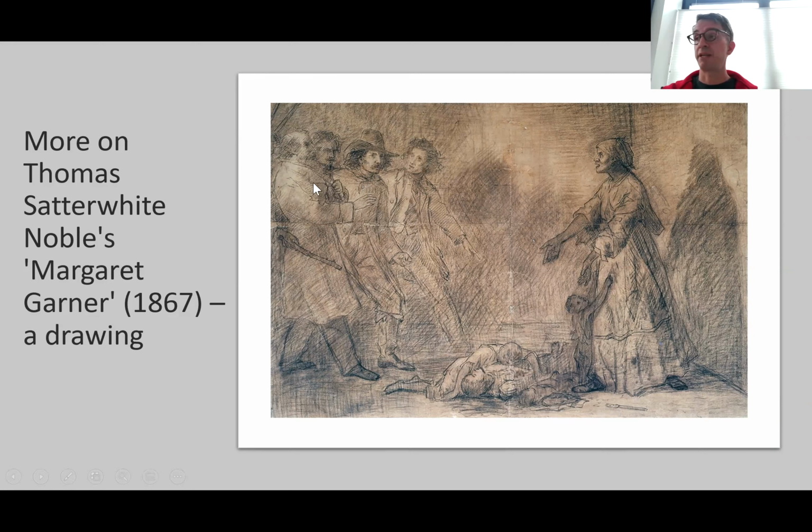And then the one thing in this particular drawing that is lacking from the painting and from the engraving is the weapon that Margaret Garner used to try to kill her children. And we could talk in class about why Thomas Noble takes that out of the final version.